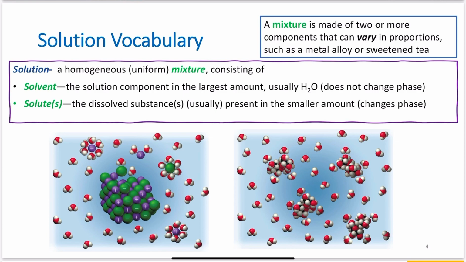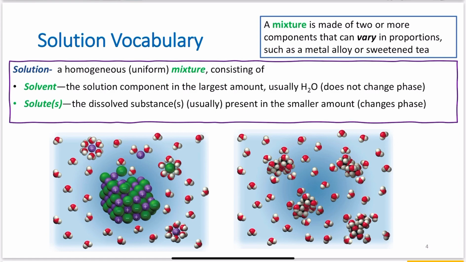But if you poll 10 different people, you're probably going to get 10 different answers on the ratio they want of sweet to tea in their mixture. Those are still mixtures. They're still made up of two or more components that can vary in proportions. A metal alloy, same thing. An alloy is made up of multiple metals in different proportions. And so different metal alloys will have a different proportion of the metals that comprise it.